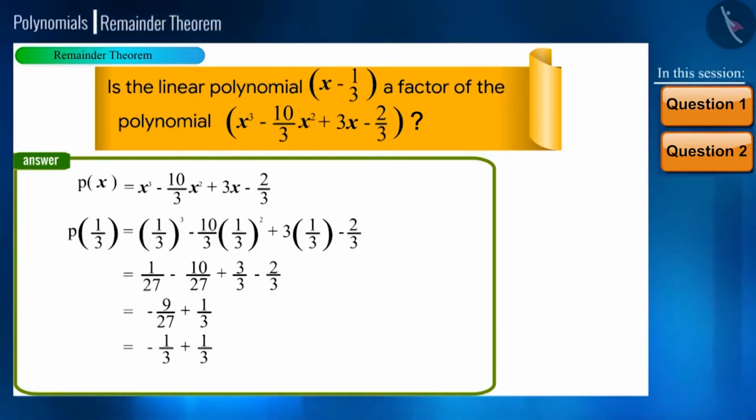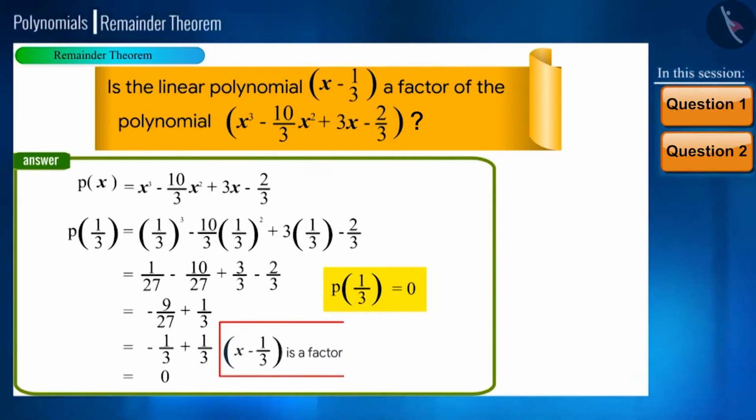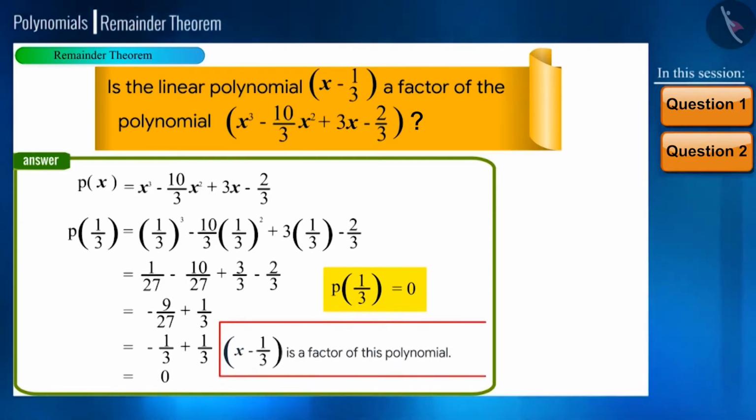We got p of 1 by 3 as 0. What does this mean? This means x minus 1 by 3 is a factor of the polynomial x cube minus 10 by 3x square plus 3x minus 2 by 3.